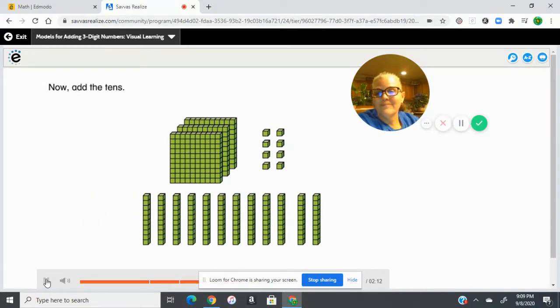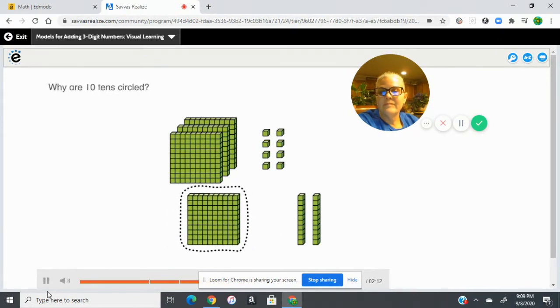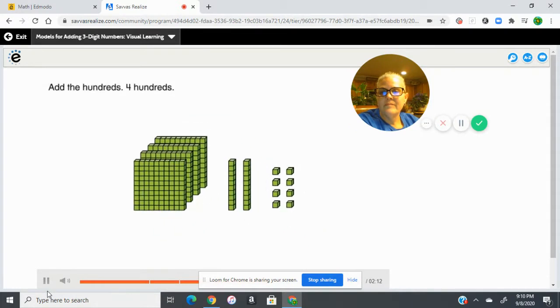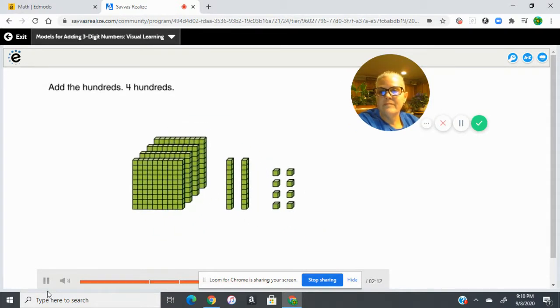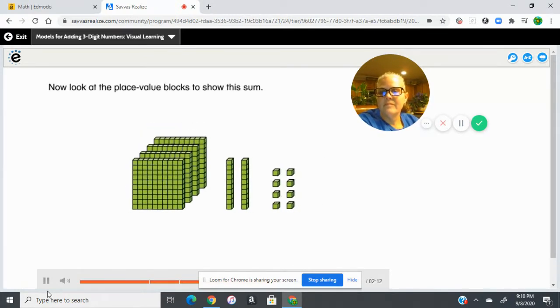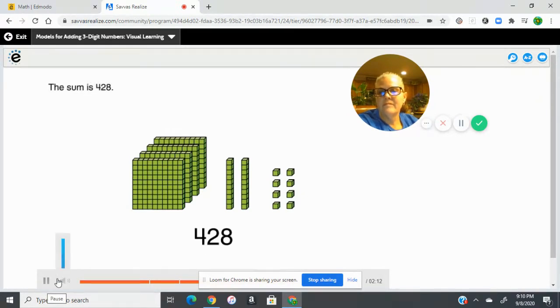Now add the tens. Why are 10 tens circled? Circling the 10 tens shows that they have been regrouped into 100. Add the hundreds. 4 hundreds. Now look at the place value blocks to show this sum. The sum is 428.